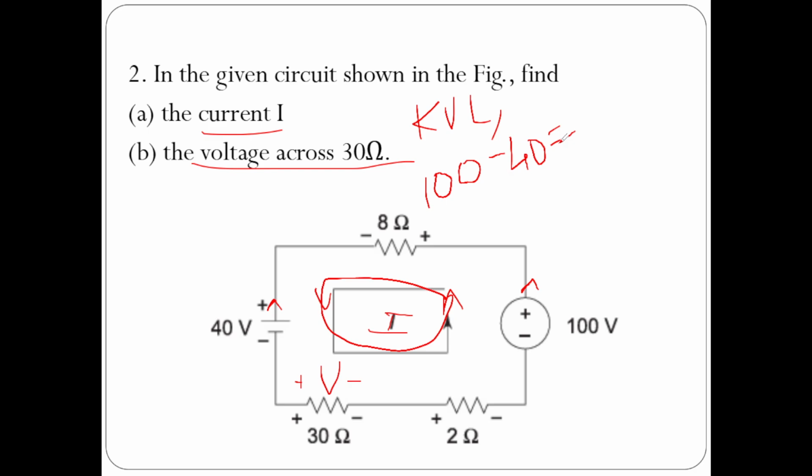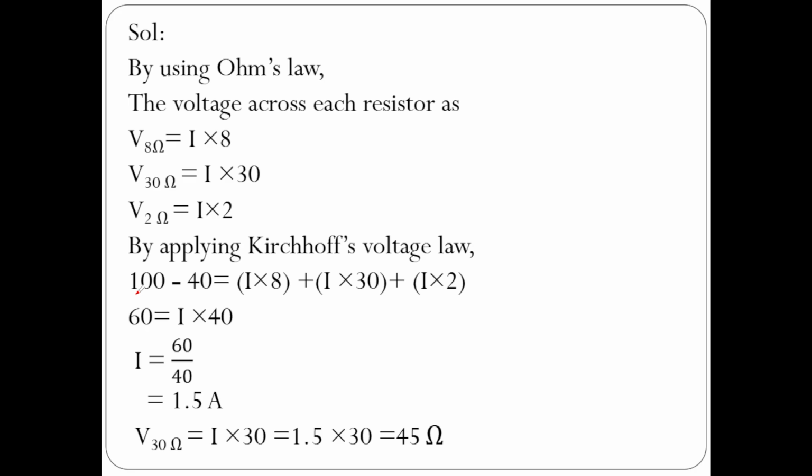So just simplify it, you will get 100 minus 40 as 60, I into 8 plus 30 plus 2, you will get 40. So I is equal to 60 by 40, that is 1.5 amperes. So voltage across 30 ohms is I into 30, I value is 1.5 into 30, you will get 45 volts.